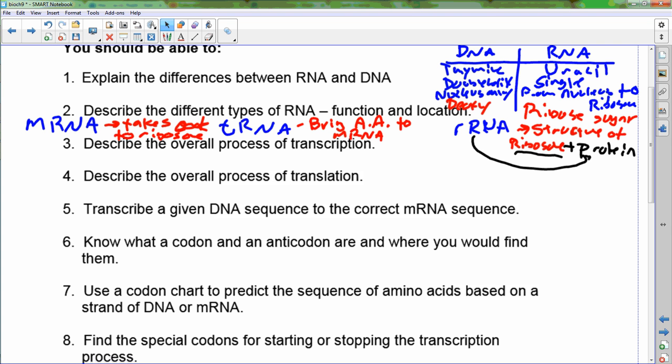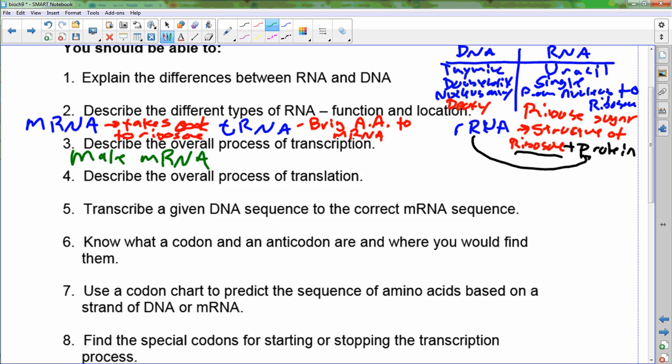Okay, we should be able to describe the overall process of transcription. So, what's the product of transcription? What do we make? Which type of RNA? Right, the messengers. So the whole purpose of transcription is to make the messenger RNA. It has to be made based on the code of the DNA. But the whole point of transcription is to make messenger RNA. That's what transcription is all about.